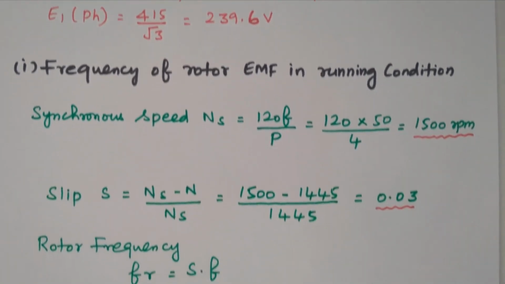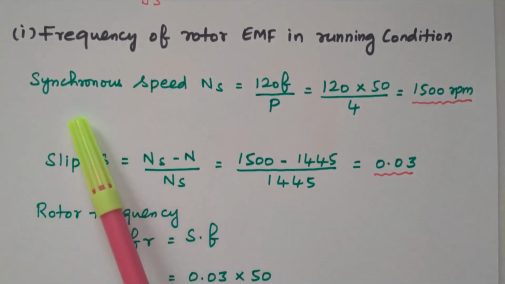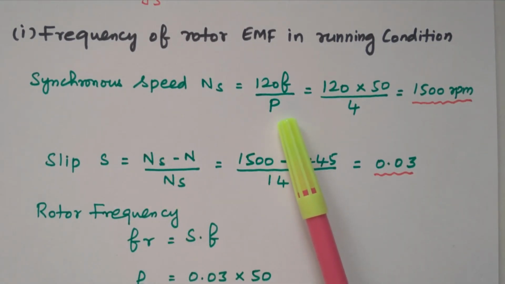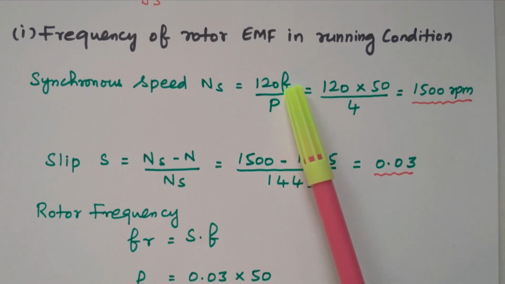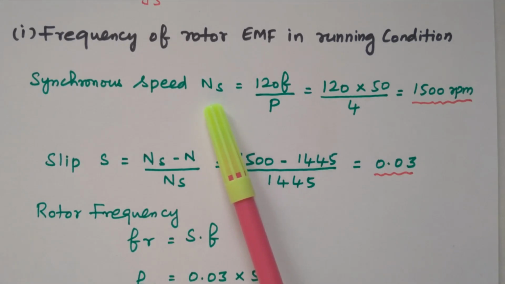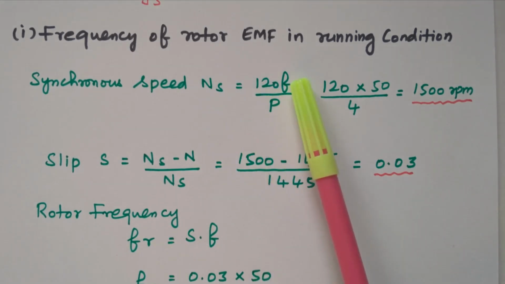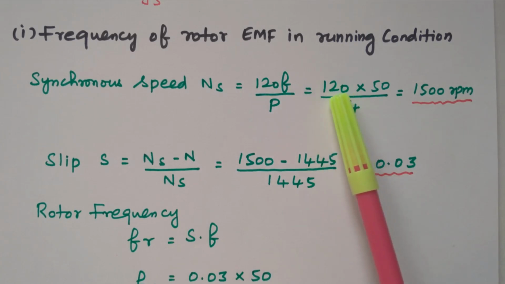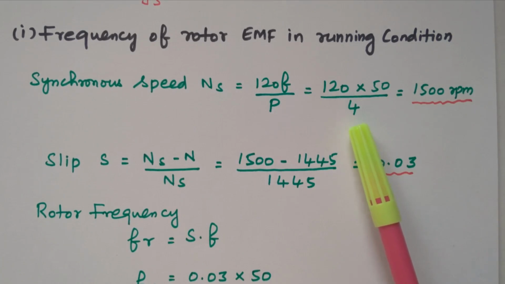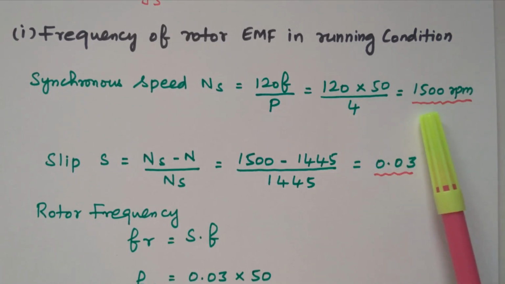First we will find the synchronous speed of the induction motor. Synchronous speed, Ns equal to 120 F by P, a very standard formula. The frequency and number of poles are given in the problem so you can easily calculate the synchronous speed. So Ns equal to 120 into frequency 50, divided by number of poles 4. By simplifying this we got 1500 rpm. The synchronous speed of this 3-phase induction motor is 1500 rpm.